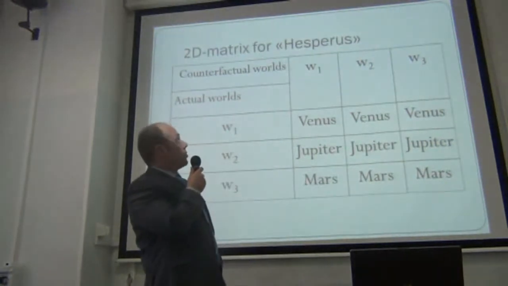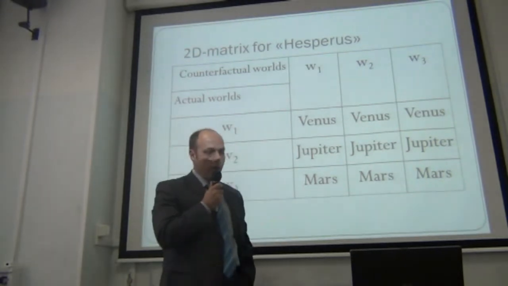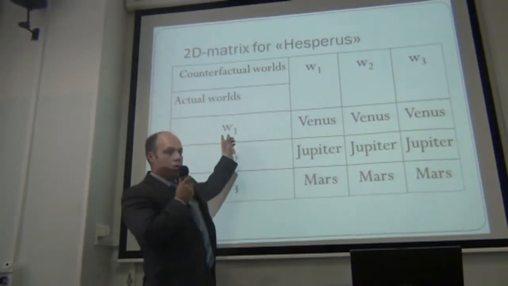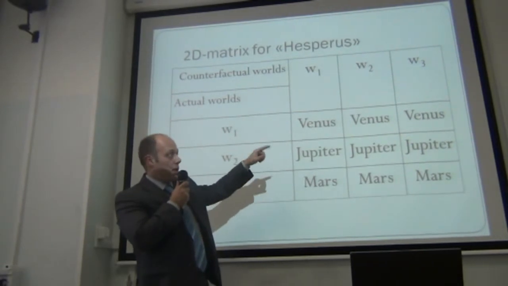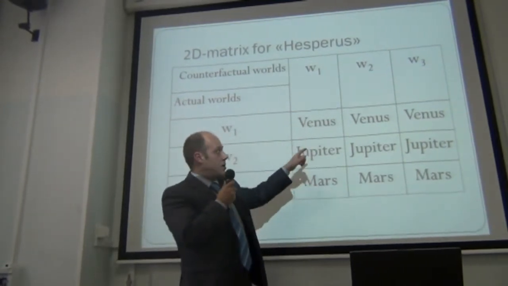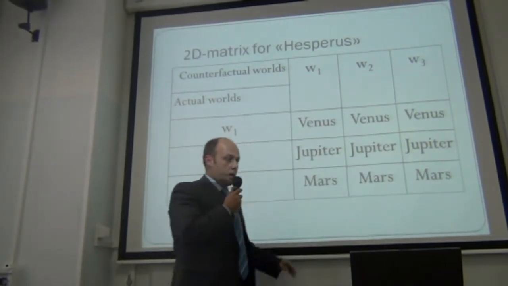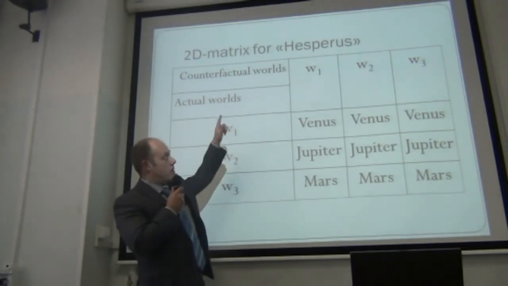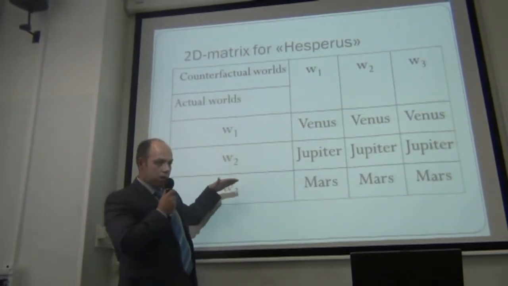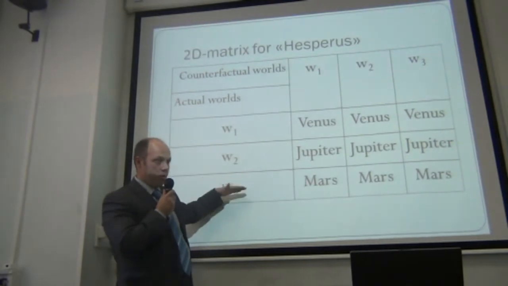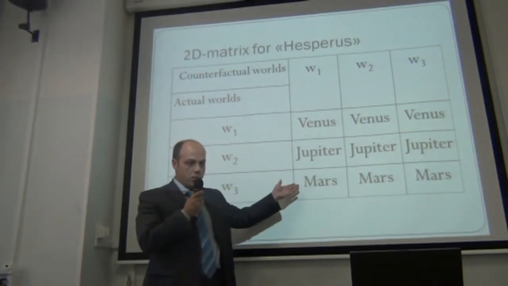You can see here a two-dimensional matrix for the name Hesperus, or Evening Star. For example, in the world W1, Hesperus means Venus, and so it is in all worlds considered as counterfactual. In the second world, the same name Hesperus means Jupiter, and in the context of the third world, this very name Hesperus means, for example, Mars.